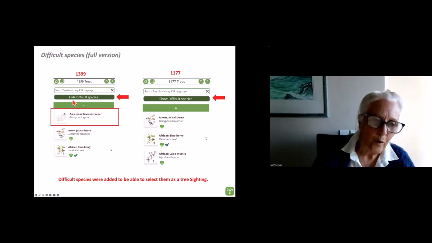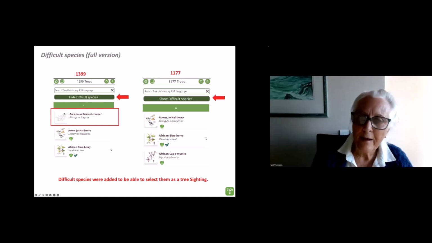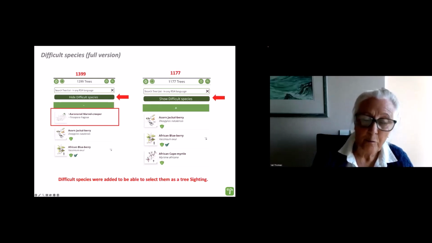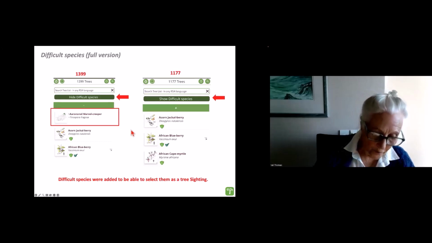So quite a good way always, and I'd like you to do this now: you go to your tree list. So you're on your home screen and you look at tree list and you go into that, and then you click hide difficult species. And then you'll find that you're dealing with 1,177 species, and it'll tell you show difficult species. But we're not going to even mention those difficult species tonight, or possibly even next week. So you don't need to have them on board. They just complicate our lives.